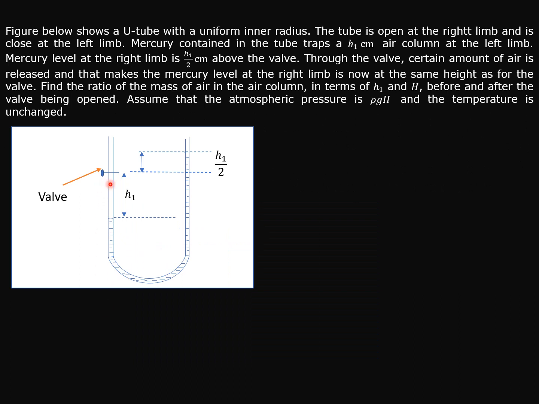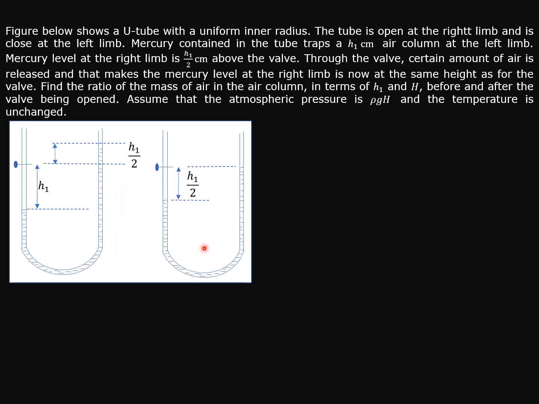This is the valve. Before the valve is open, the air column at the left limb has a length H1, and at the right limb, the mercury above the valve is H1 over 2 cm. After the valve is open and releases some air from the air column, and of course after that the valve will close again, the length of the air column is now reduced to half H1 cm, and at the right limb the mercury level now is at the same height as this valve.